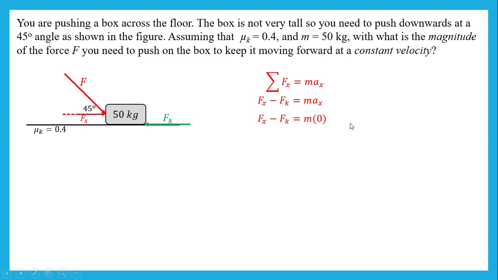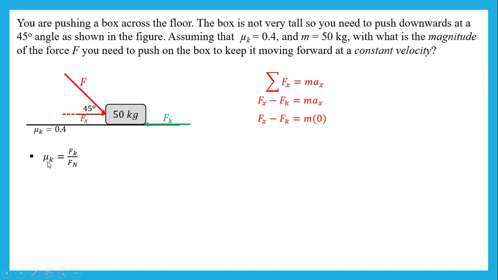And then I'm going to expand that in this particular case. As I trickle it down, I notice that a x is equal to 0 for this particular problem because it says constant velocity, implying that the acceleration must equal 0. But from here though, I know what f of k is.